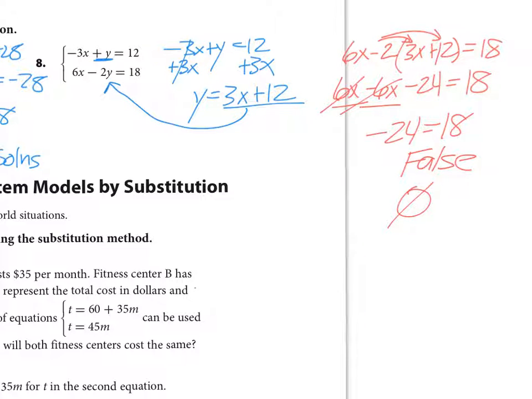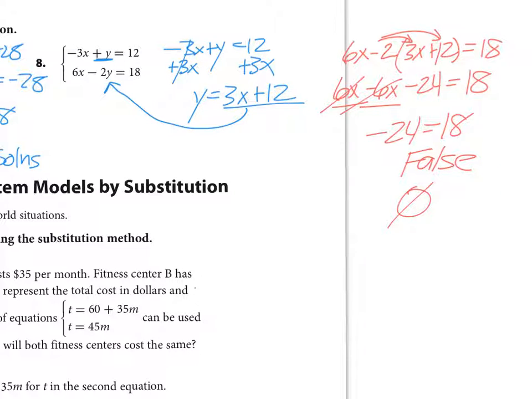Okay, so what I've done is I've gone ahead. Again, this had a coefficient of 1, so I got y by itself, took that expression, plugged it into the other equation for y, distributed a -2, pay attention to your signs. My like terms here cancel, so I'm left with -24 equal to 18. That is a false statement. That is never true. So what does that mean?